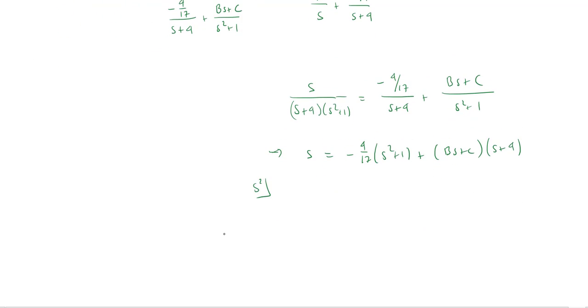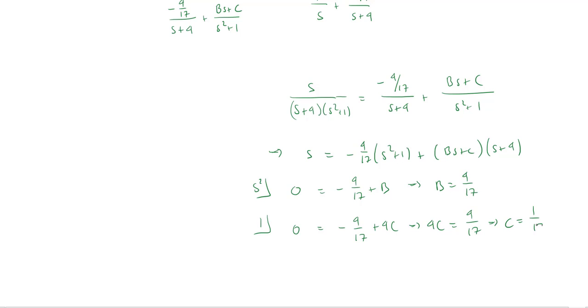Well, let's look at the s squared terms. There's none of them on the left. And on the right, I have, let's see, negative 4/17 s squared. And then I get bs times s, so plus b. Excellent. b has to equal 4/17. All right, now to get my c, I'm going to look at the constant term. So there's no constant term on the left. And on the right, let's see, I get negative 4/17 times 1. So again, negative 4/17. And then c times 4, so plus 4c. So 4c is equal to 4/17, and c is equal to 1/17.